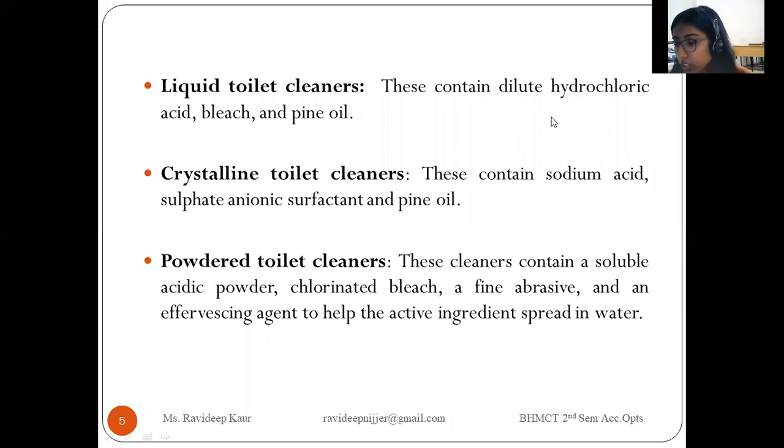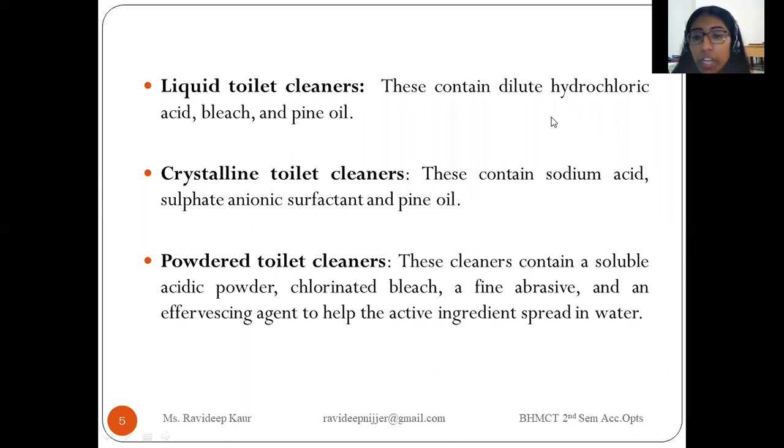Excuse me, students. These contain dilute hydrochloric acid, bleach, and pine oil. So liquid toilet cleaners are made from dilute hydrochloric acid, bleach, and pine oil. So these are all the things which liquid toilet cleaners contain.